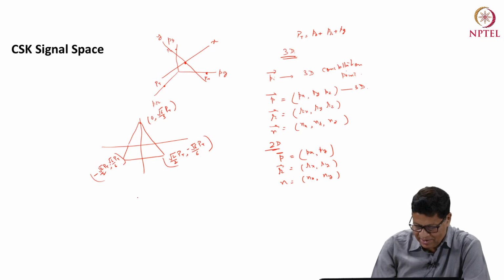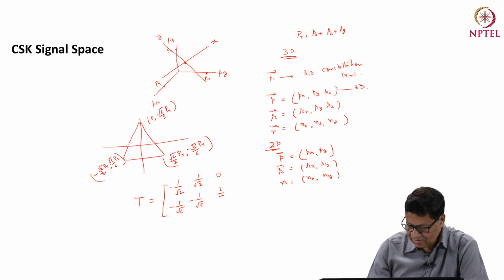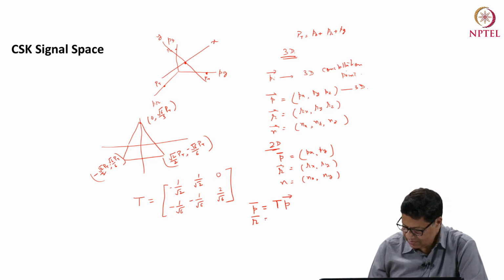This is actually done by a transformation matrix, and in this case the transformation matrix T will be 1 by root 2, 1 by root 2, 0, minus 1 by root 6, and this is 2 by root 6. This is the transformation matrix. That is, P 2D with a single line is T, this matrix, into P, which is a 3D constellation point. Similarly for R, and similarly for N.